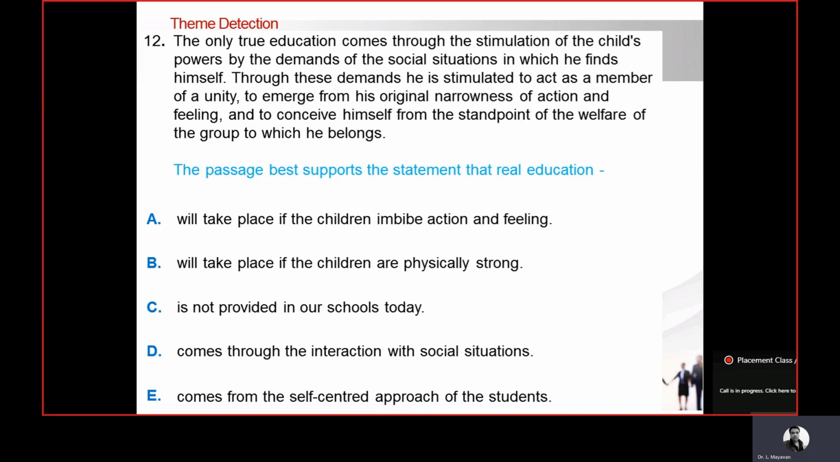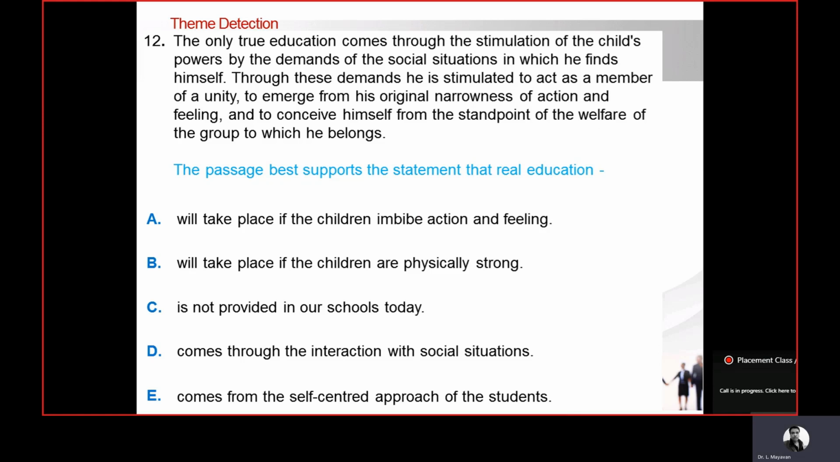Now, it is all about education, the child's power. Now, let us also understand the theme of the passage. Now, let us consider the options. Option A: the passage best supports the statement that real education takes place when the children imbibe action and feeling. Where does the real education take place? It's the question.